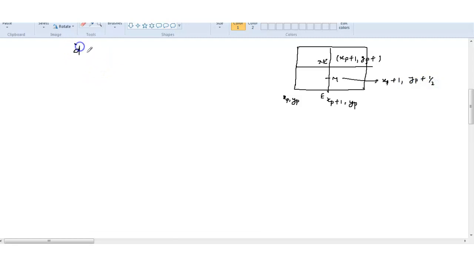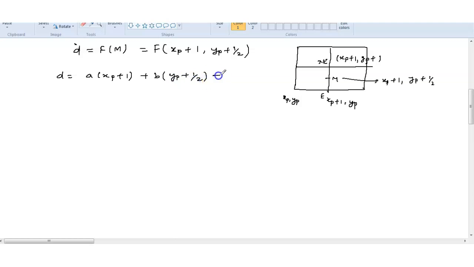So we'll consider this d, the decision function, at this middle point, f of m. So this f of m point is f of xp plus 1 and yp plus half. We'll substitute this coordinate in the equation of a straight line, so d becomes a into xp plus 1, plus b into yp plus half, plus this constant c.